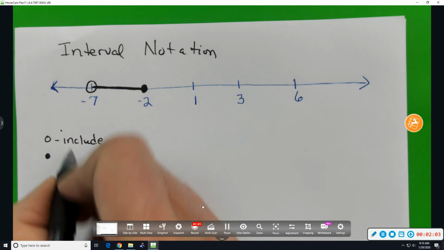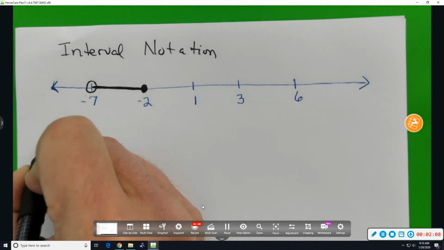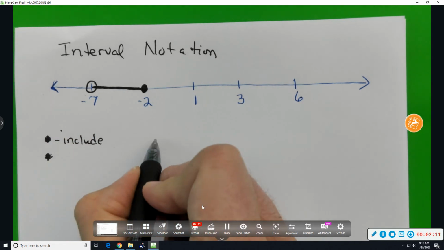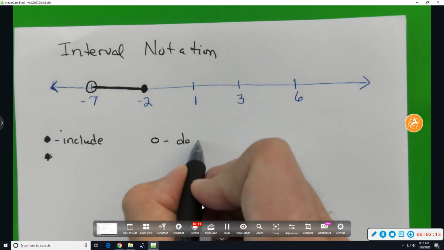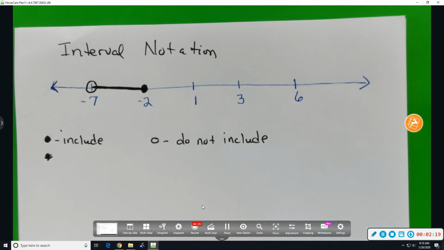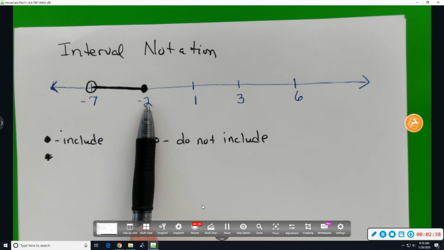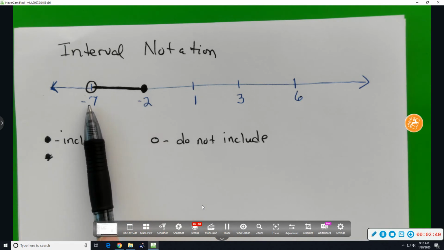No, I wrote it wrong. Open means not including. Do not include. So, closed circle means include the number, and open circle means do not include the number. So if you wanted to say in words which numbers are shaded black on this number line, you would say every number between -7 and -2, including -2, but not including -7.